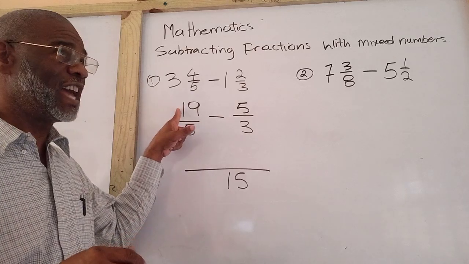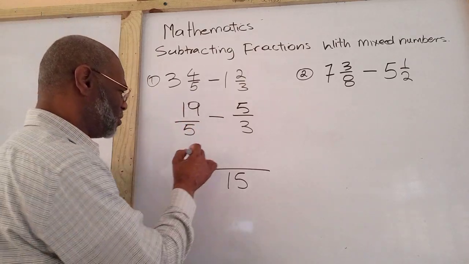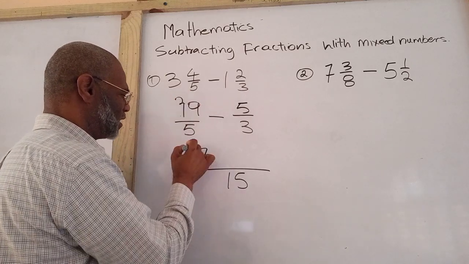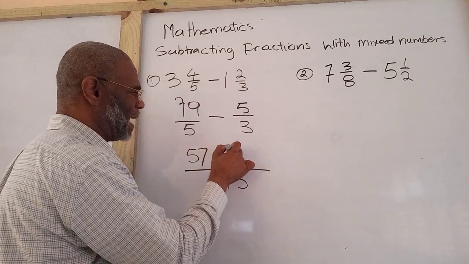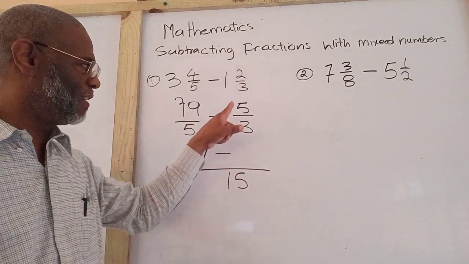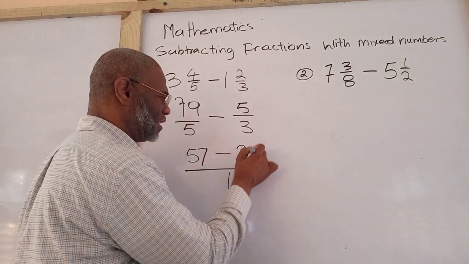Then we say 3 times 19. So 3 nines are 27, 3 ones are 3 and 2 is 5. So that's 57, minus 3 into 15 is 5. And 5 times 5 is 25.